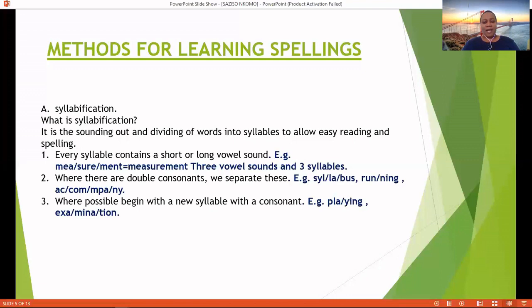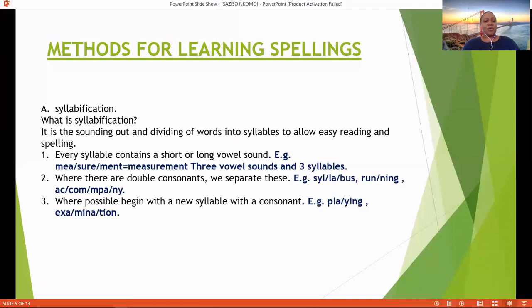And then look at running: run and ning. The double consonants there, N, we separate those. Accompany, we see the double consonants of the letters M from com and pa there. So make sure you separate the double consonants as you break down the syllables.